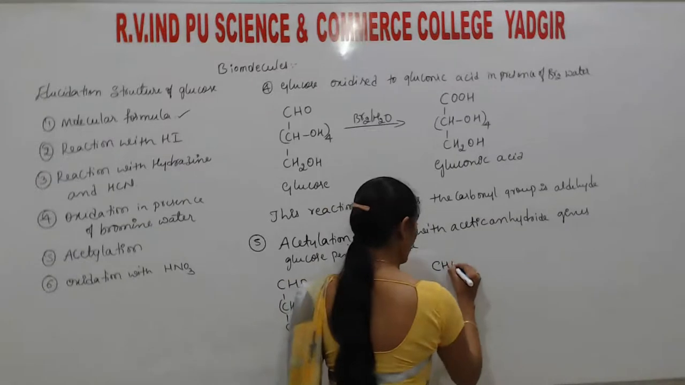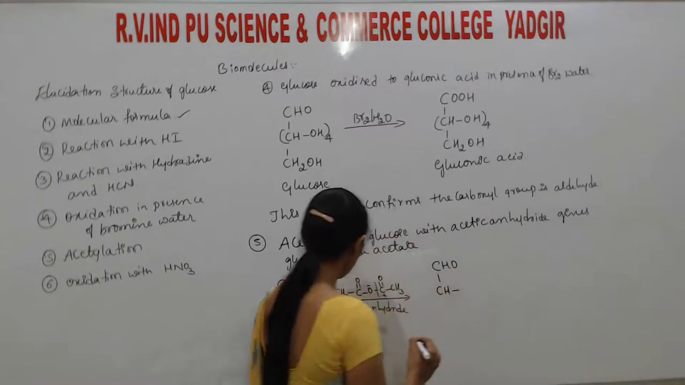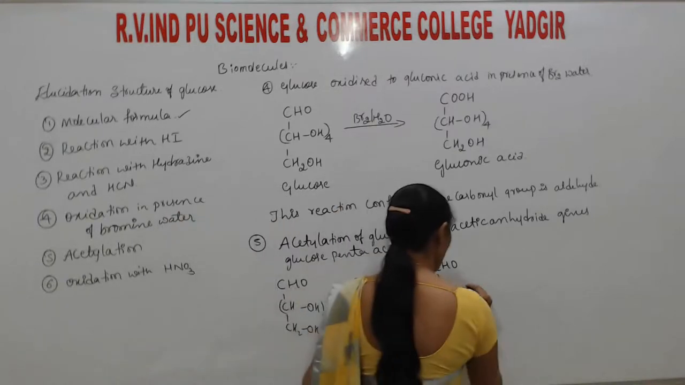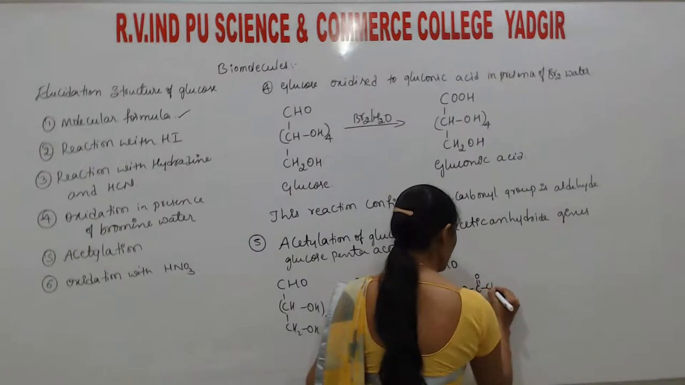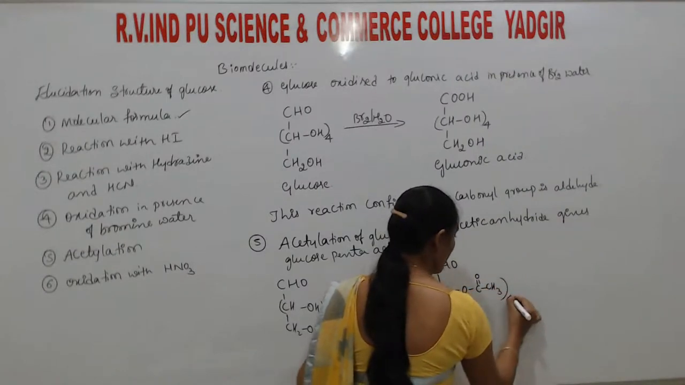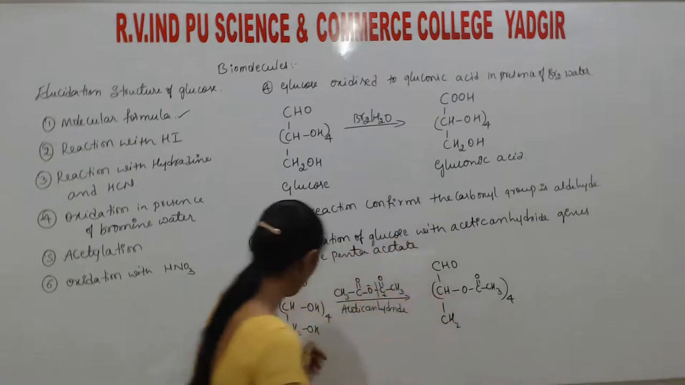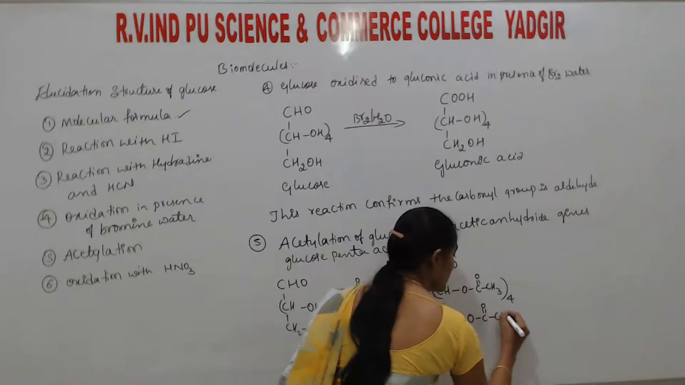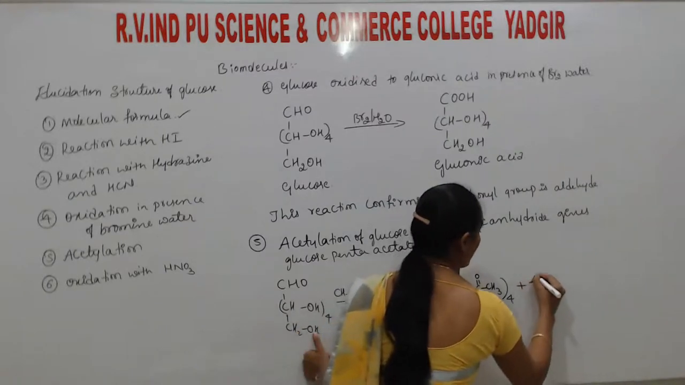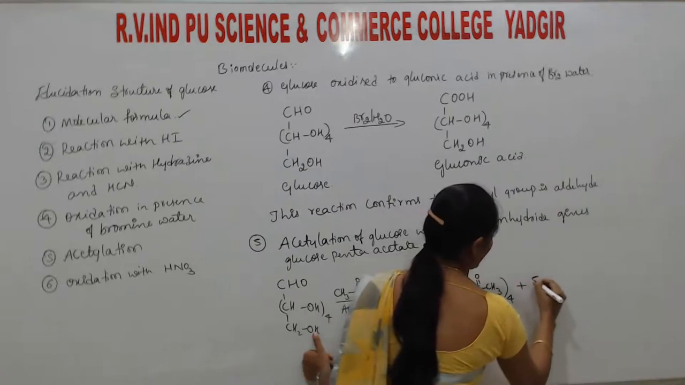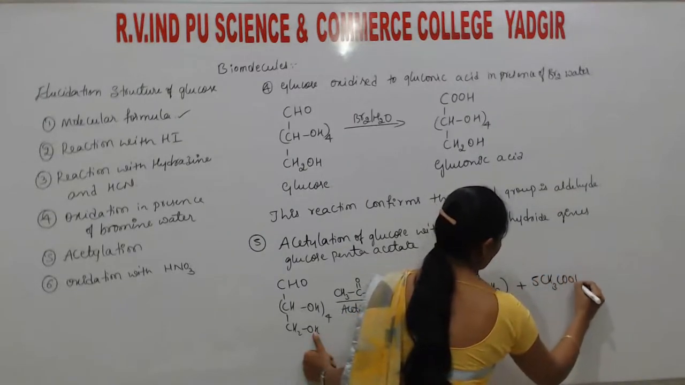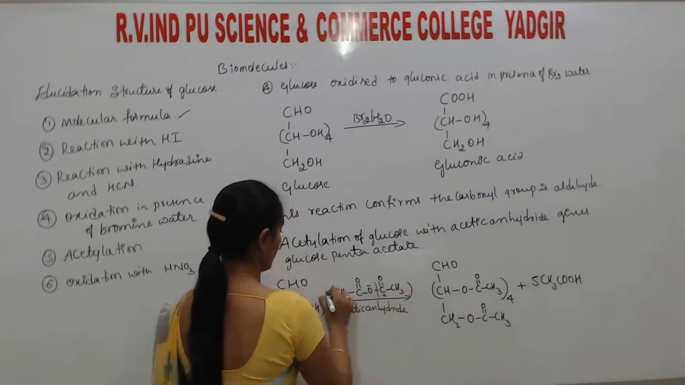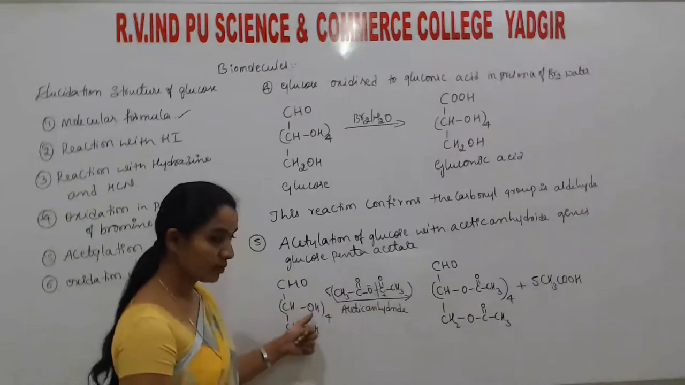It is CHO. This OH group is replaced by this group. What is it? O, C=O, CH3. Here it is four times. And in the middle, this OH is also replaced by O, C=O, CH3, plus 4, 5 CH3COOH. This will be requiring 5 marks. Why? Because 5 OH groups are there.